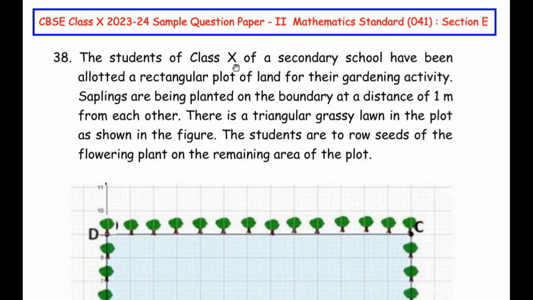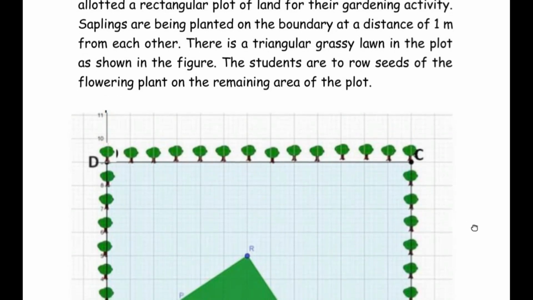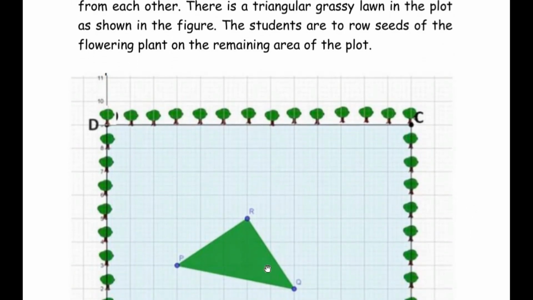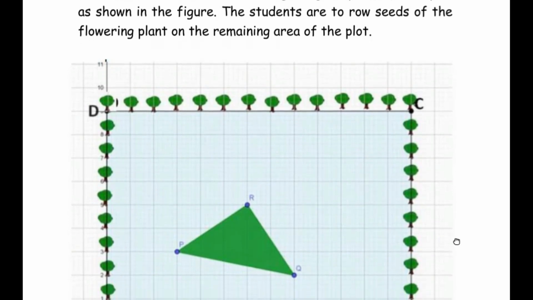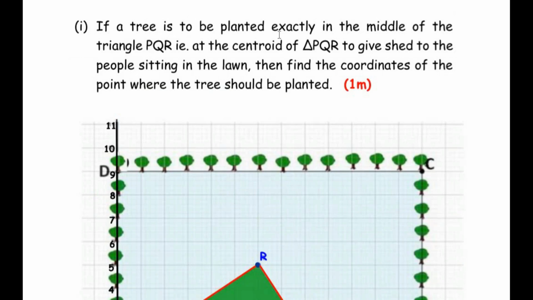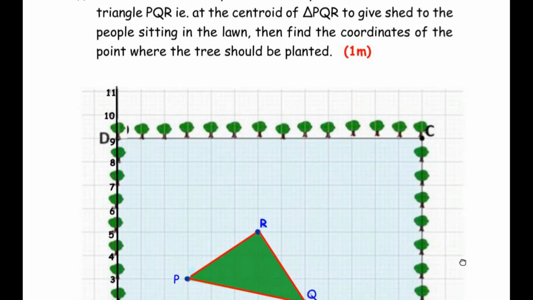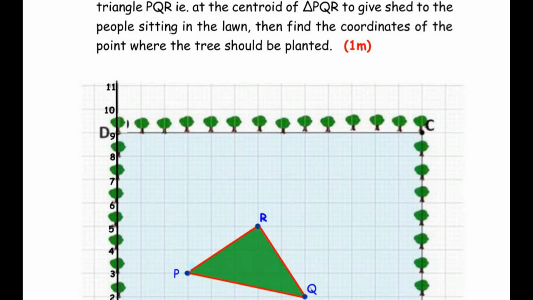The students of class 10 of a secondary school have been allotted a rectangular plot of land for their gardening activity. Saplings are being planted on the boundary at a distance of 1 meter from each other. There is a triangular grassy lawn in the plot as shown in the figure. The students are to sow seeds of flowering plants on the remaining area of the plot. If a tree is to be planted exactly in the middle of the triangle PQR, that is at the centroid of triangle PQR, to give shade to the people sitting in the lawn, then find the coordinates of the point where the tree should be planted.